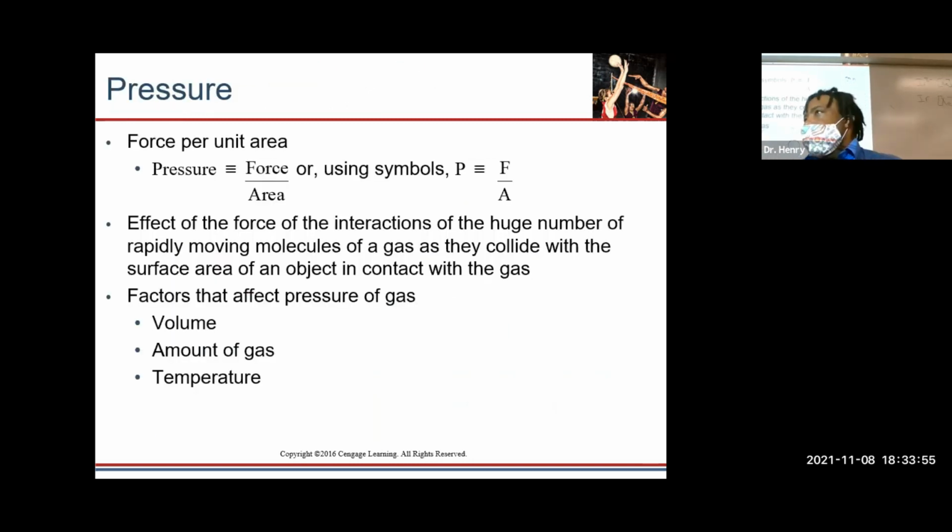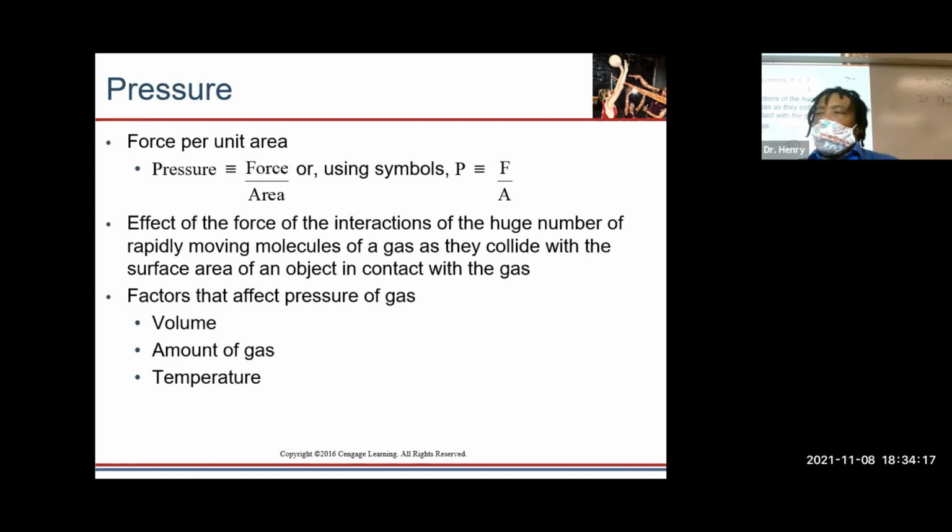So let's talk about pressure. What is pressure? Well, the definition of pressure is just the force over the area, right? The force per area. So how much force over a given area? That represents pressure. And so gases are going to exert a certain amount of pressure, right?